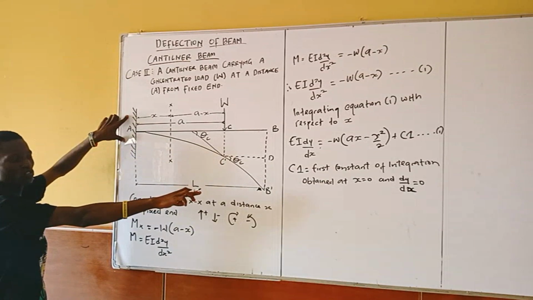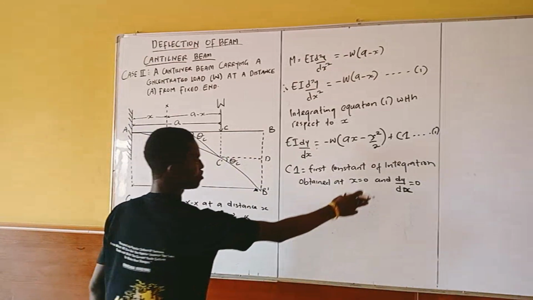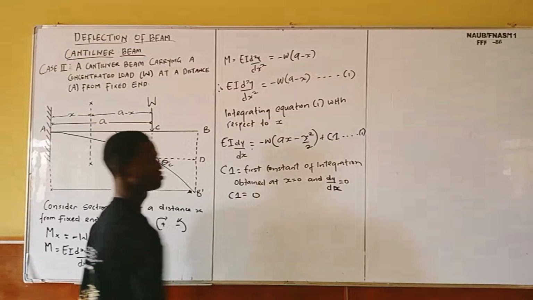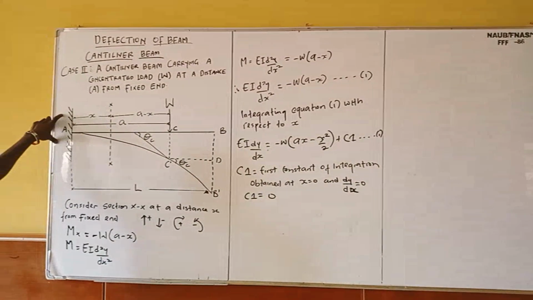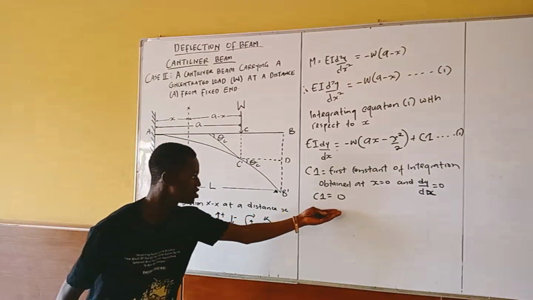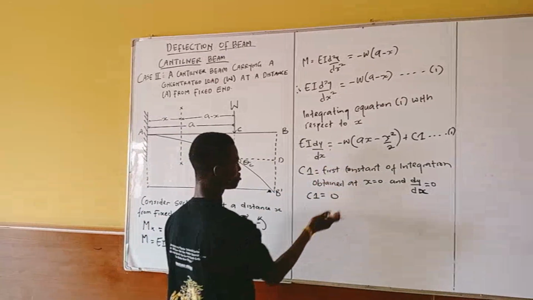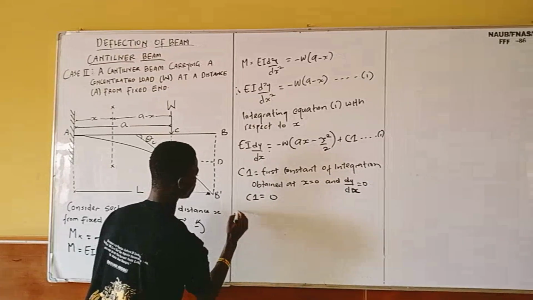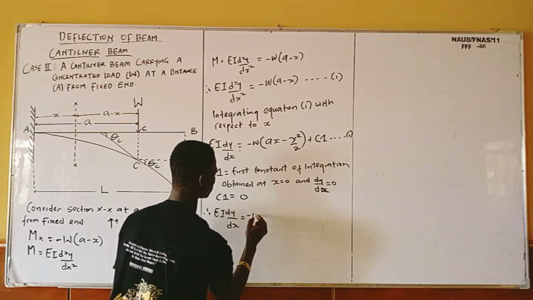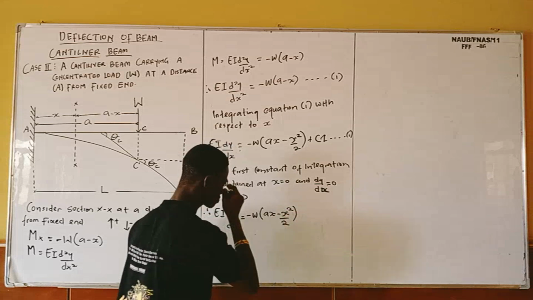Don't forget that dy/dx is used to represent slope. At this point now, I don't have slope. So definitely, since I don't have slope at this point, my C1 will be equal to 0. At this fixed end, my C1 is going to be equal to 0. So now what I'm going to do next is to substitute C1, which is 0, into this equation and have my equation for slope. So by substituting this value into this equation, I'm going to have EI dy/dx equals minus w, Ax minus x squared over 2.